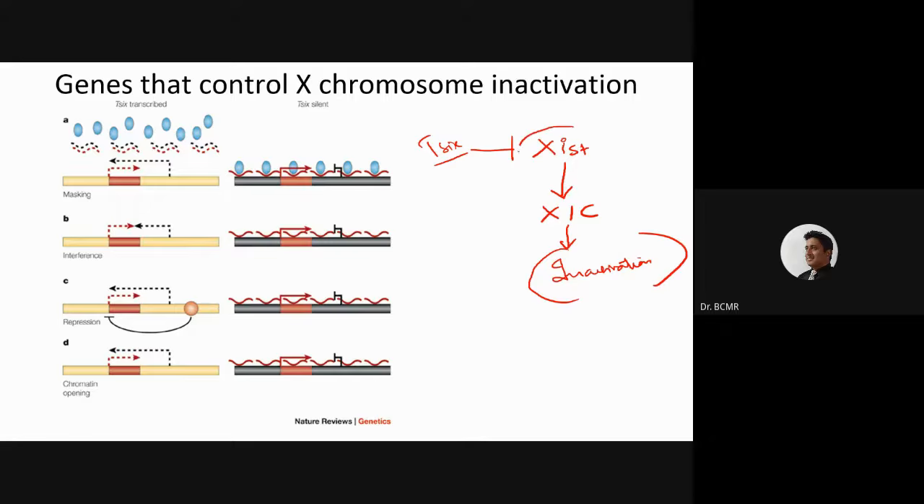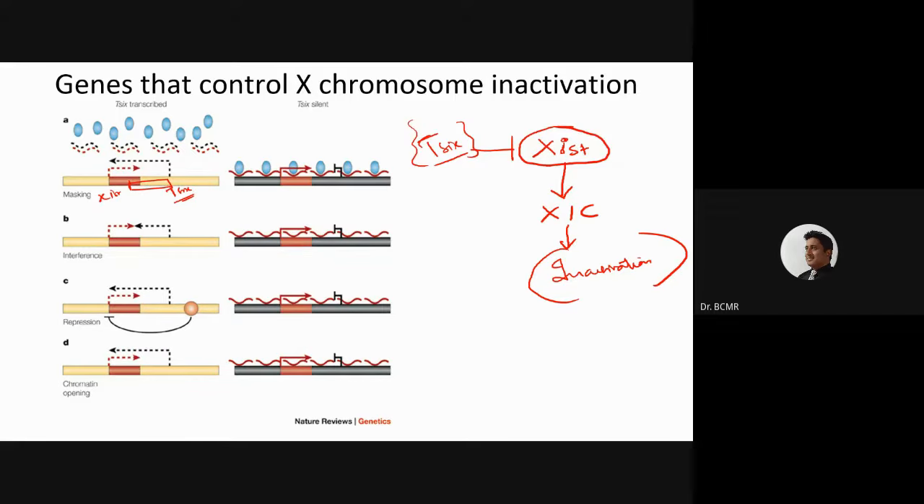So Xist is the component that is mediating or executing the inactivation, whereas Tsix seems to be the regulator, or it regulates Xist. Okay, it is complex, of course. There are complex events. I'm just trying to put it in a very simple way. So this is the Xist gene, and here we have Tsix. So they are encoded by genes that are overlapping on opposite or complementary strands.